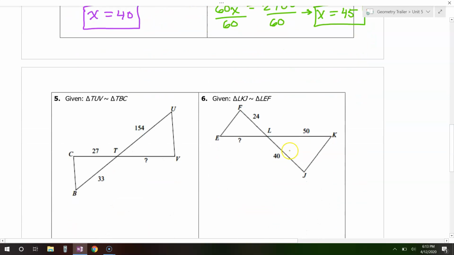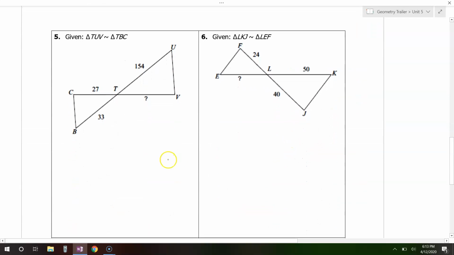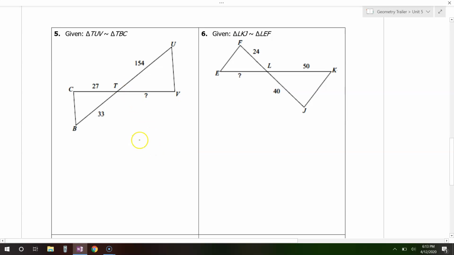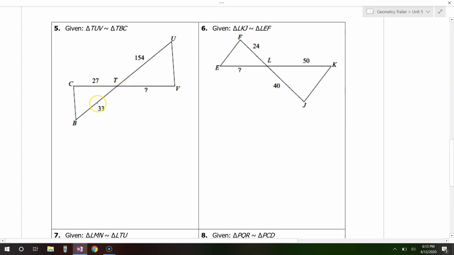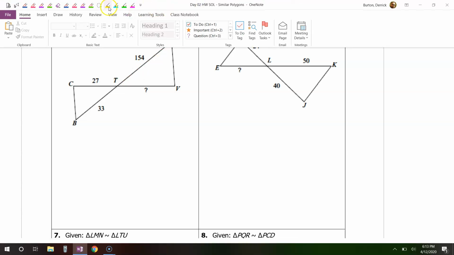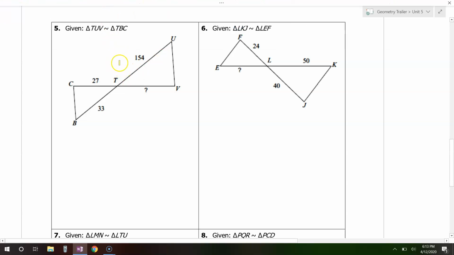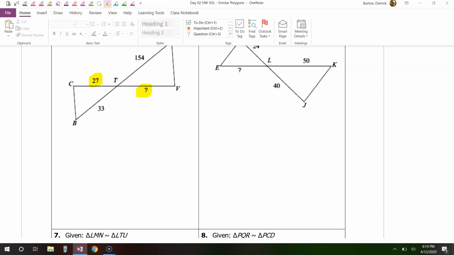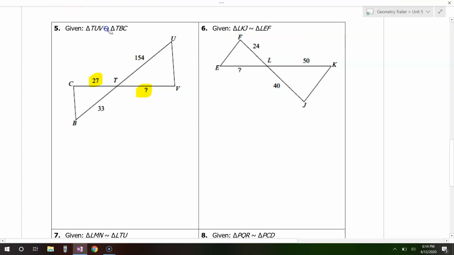All right, let's see what's coming next. Okay, so this isn't really very different. They just happen to be touching, but that really doesn't change anything about how we're going to do the problem. So here's my question mark, that's TV. Here's TV, the beginning and end. That's going to correspond with TC. TC is this guy right here. All right, so the yellow is corresponding.